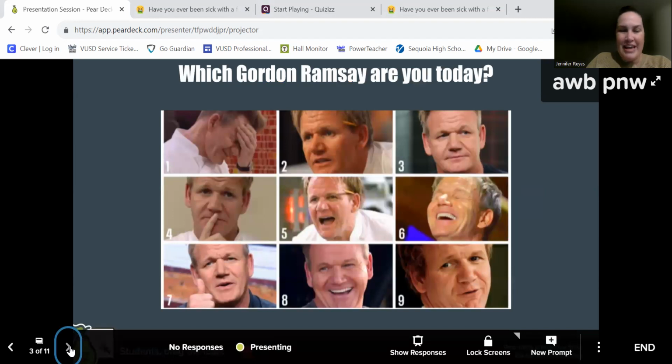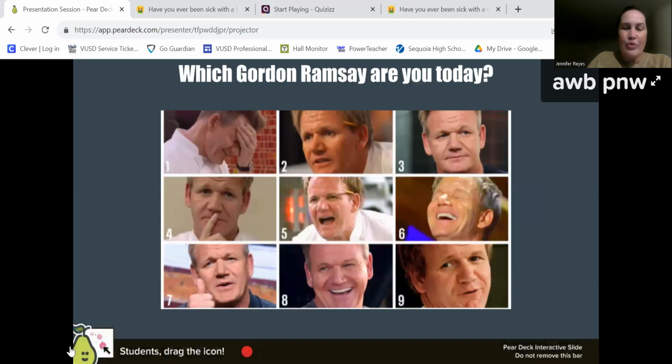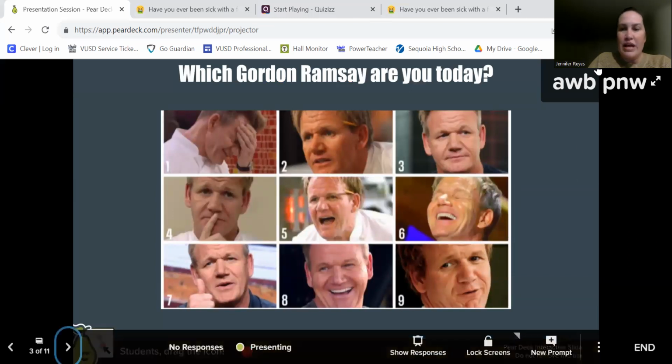So when students come in, I will ask them to take out their Chromebooks and go to peardeck.com, where they can enter this code right here that will link them to this slide where they can drag an icon, a red dot, to which Gordon Ramsay they can relate to today.